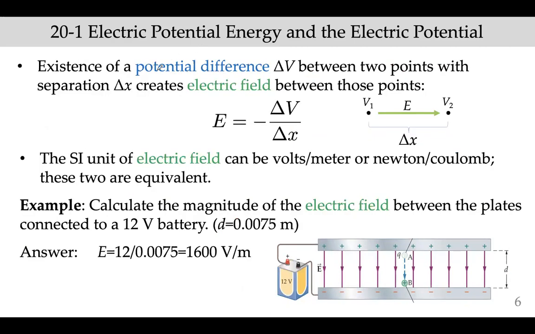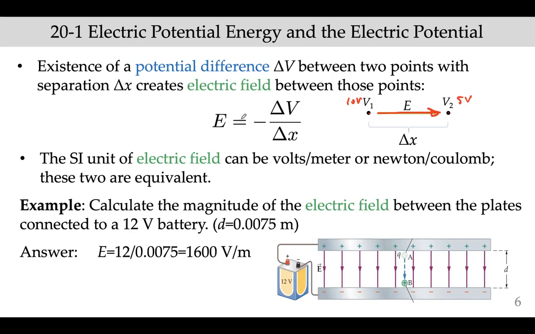So, the existence of a potential difference between 2 points with separation delta x. Let's say we have 2 points at different potentials, let's say 10 volts and 5 volts, and they're separated by delta x. Now, if you have a potential difference like this, we don't have charges, by the way, it's just different points in space. They're just separated and there's a potential difference. Then this creates an electric field from high potential to low potential.